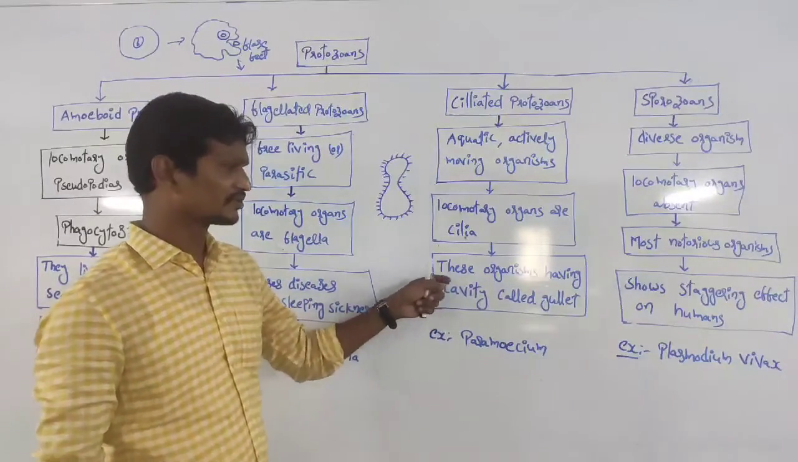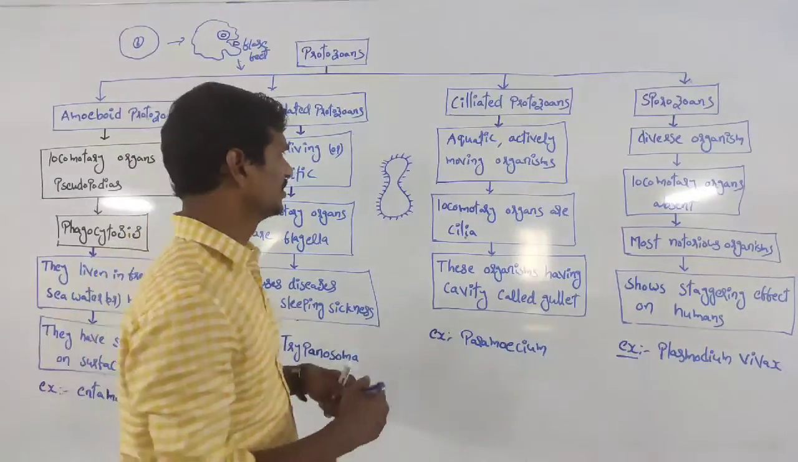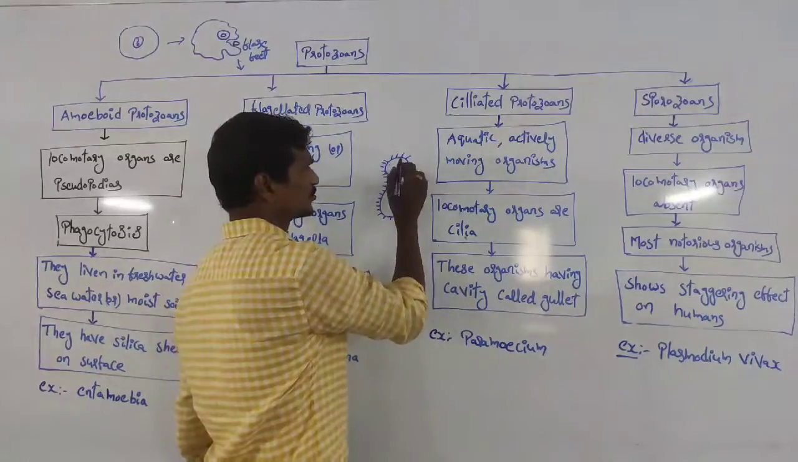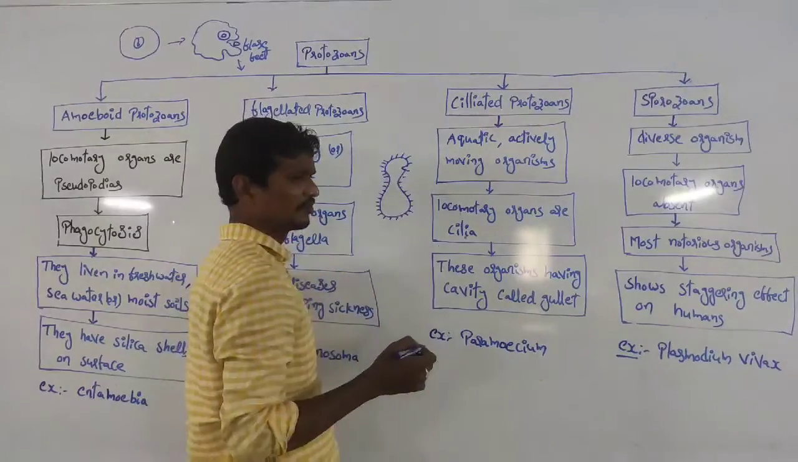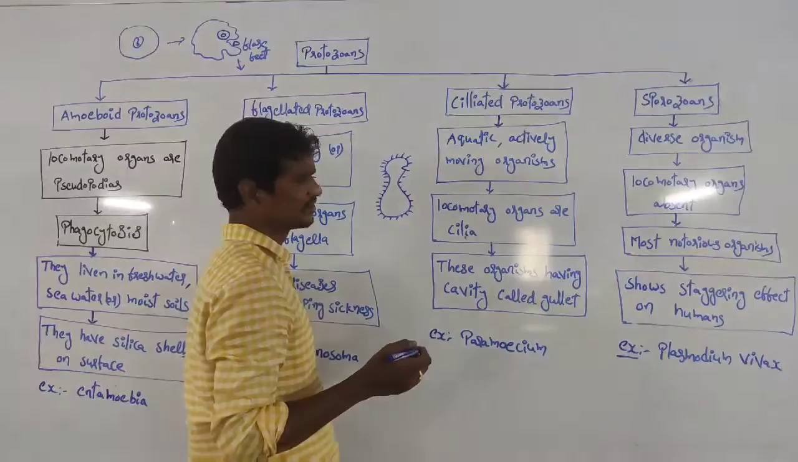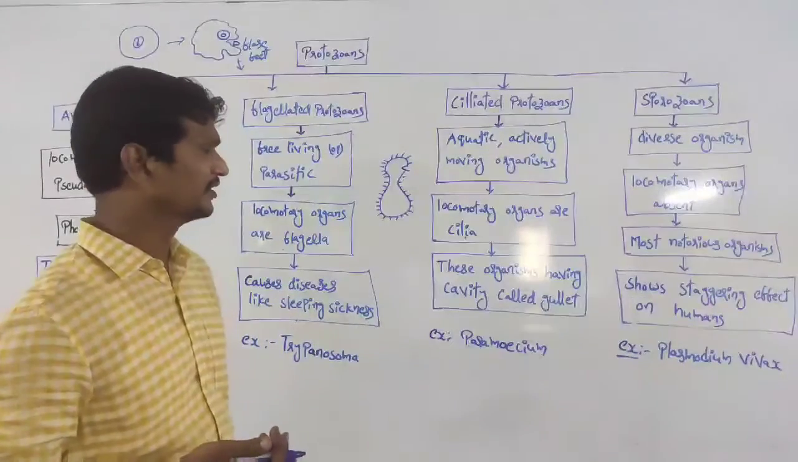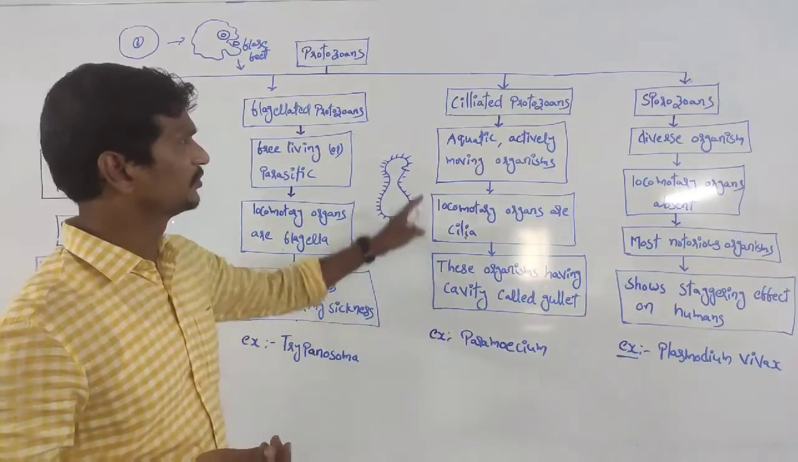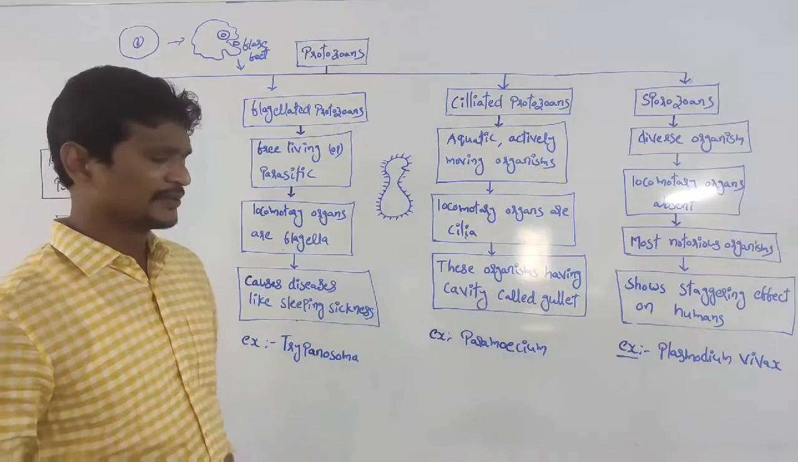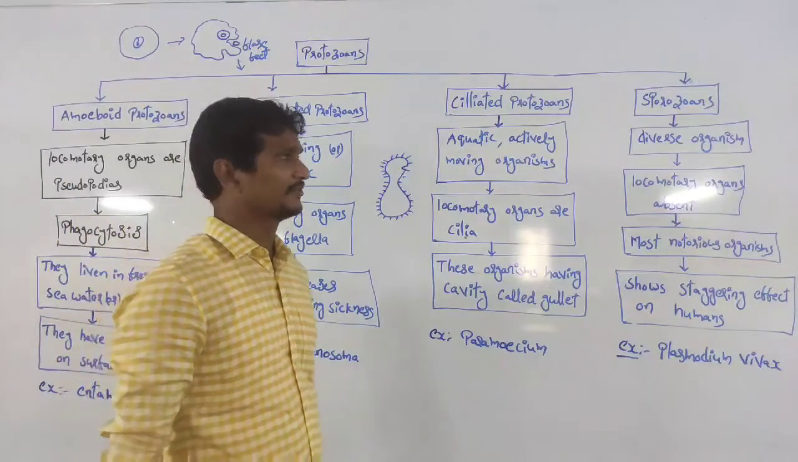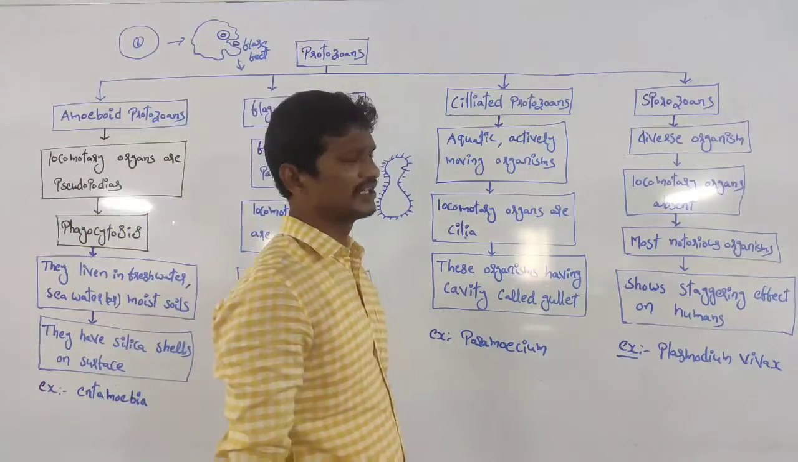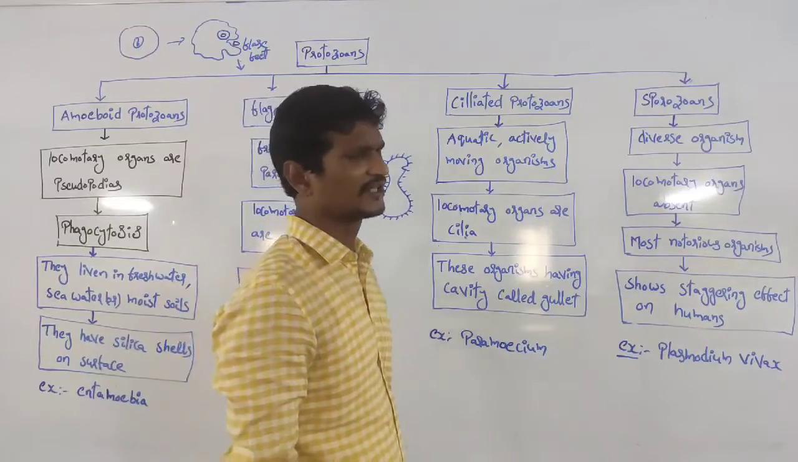And these organisms also have a gullet. Within these organisms there is a small opening present. That opening is called the gullet. What is the use of the gullet? We know it is for engulfment of the food material. Right? That is about the ciliated protozoans. The example is Paramecium. And the last one is the sporozoans, and these are very strange and different organisms.